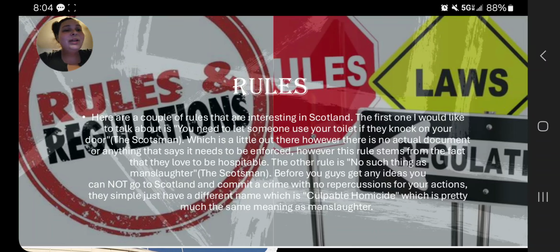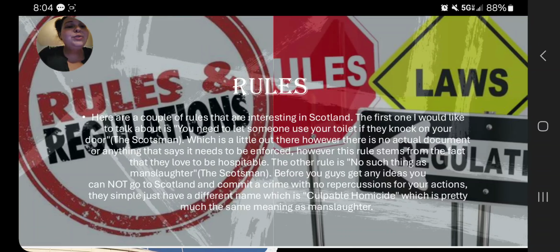And then the other rule is no such thing as manslaughter. Now, before anybody gets any ideas, you cannot go to Scotland and commit a crime and not get in trouble. The reason I put this one in here is because it comes back to how, yes, Scotland has adapted to it merging and new things coming in. However, it still has its old words and language that it carries into today.